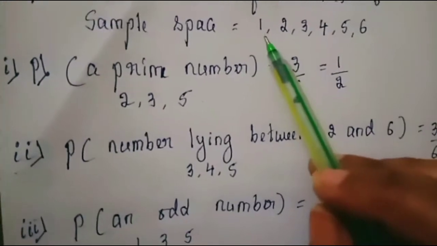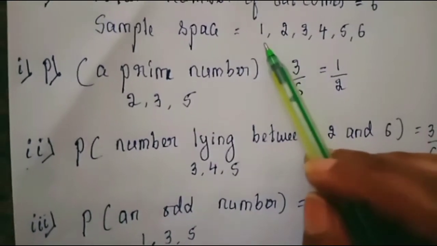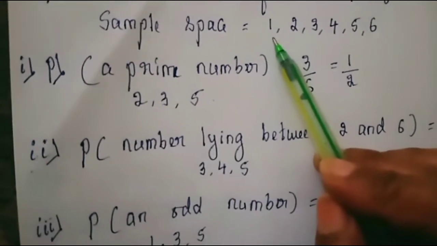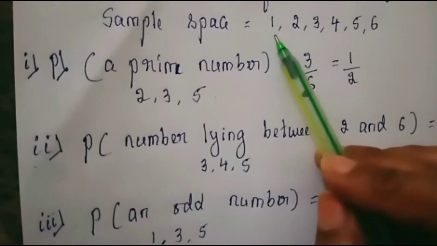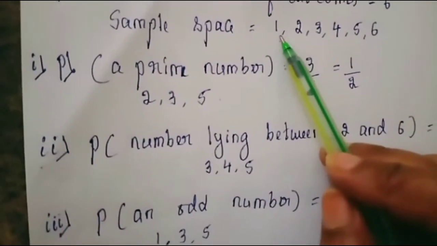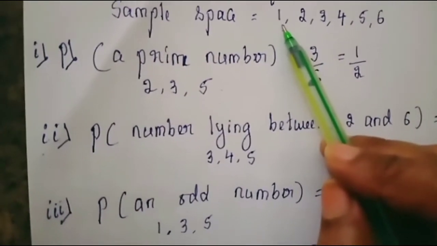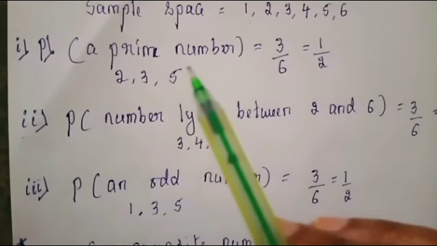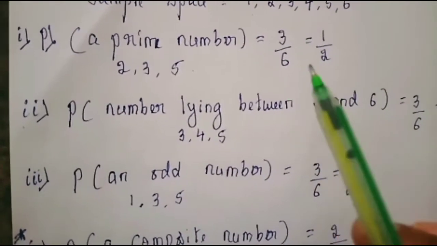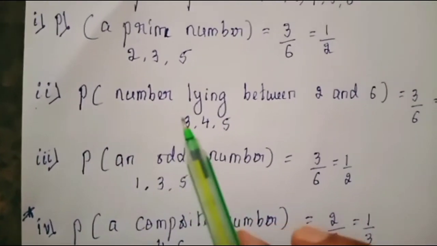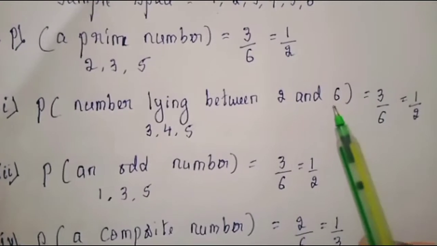But 1 is not a prime and not a composite. Note it always; by mistake you count 1 also. 1 is neither a prime nor a composite because 1 is a factor of every number. Therefore, it is neither a prime number nor a composite number. So how many prime numbers do you have? 2, 3, 5. That is 3 by 6, that is half.